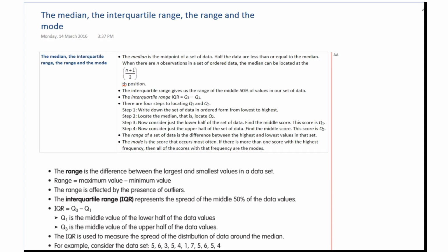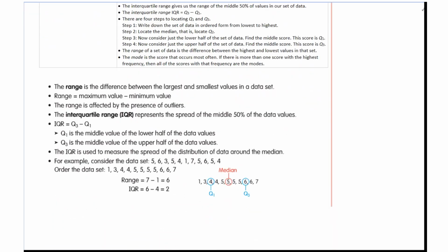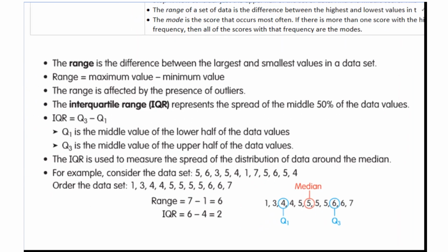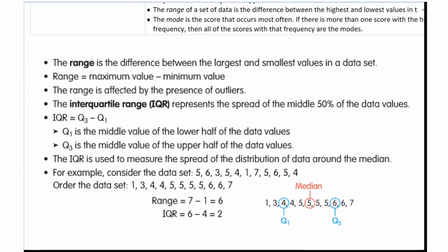Okay, what we're going to look at here is basically the terminology and what exactly we mean by the median, the interquartile range, the range, and the mode. We'll go into how these are used in box plots in a separate video. This is not a long video, so it will just cover what I've got here, and then we'll go into how they apply to box plots in a separate video.